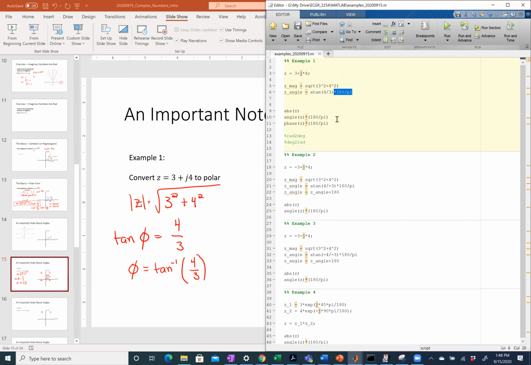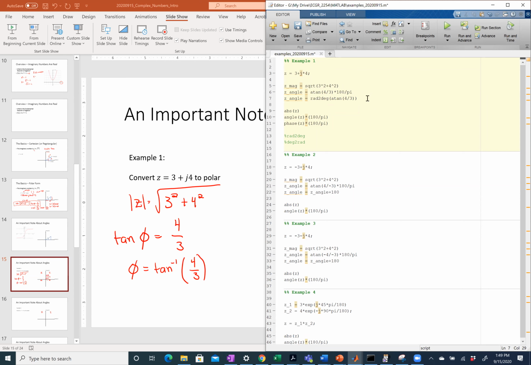Why do I have 180 over pi? To convert to degrees, because MATLAB does everything by default in radians, and there is no button in MATLAB to change from radians to degrees. I always multiply by 180 over pi, I guess because I'm old. But I could also have used rad2deg of this expression, and that would do it as well. I tend to do everything in degrees because degrees have meaning to me. If somebody says something is at 1.6 radians, that doesn't mean a whole lot to me, but 45 degrees does.